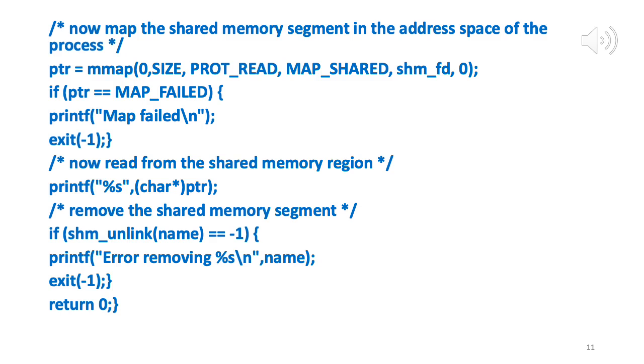And now we're done. We remove the shared memory segment, shm_unlink. So what does shm_unlink return? Upon successful completion, a value of 0 shall be returned by shm_unlink. And in case of error, it will return a value of -1. So if shm_unlink(name) is equal to -1, error removing the shared memory. Otherwise, it just breaks the link between name and that shared memory segment. And that is the end of this program.